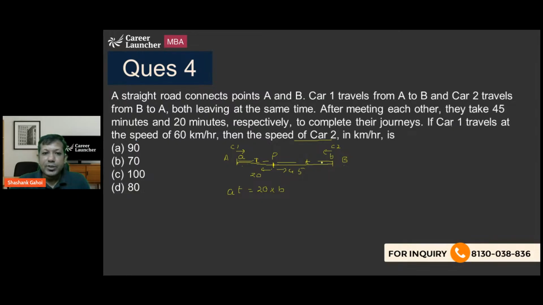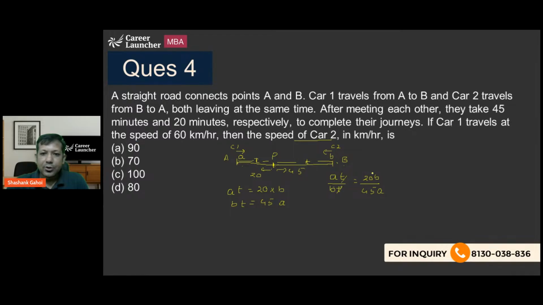If I look at the second equation, this distance is B into T. And this distance is going to be 45 into A, because time taken is 45, speed is A. So this is what we are going to get. Now I'm going to divide the two equations. So I'm going to get AT upon BT is equal to 20B upon 45A. So T cancels out.